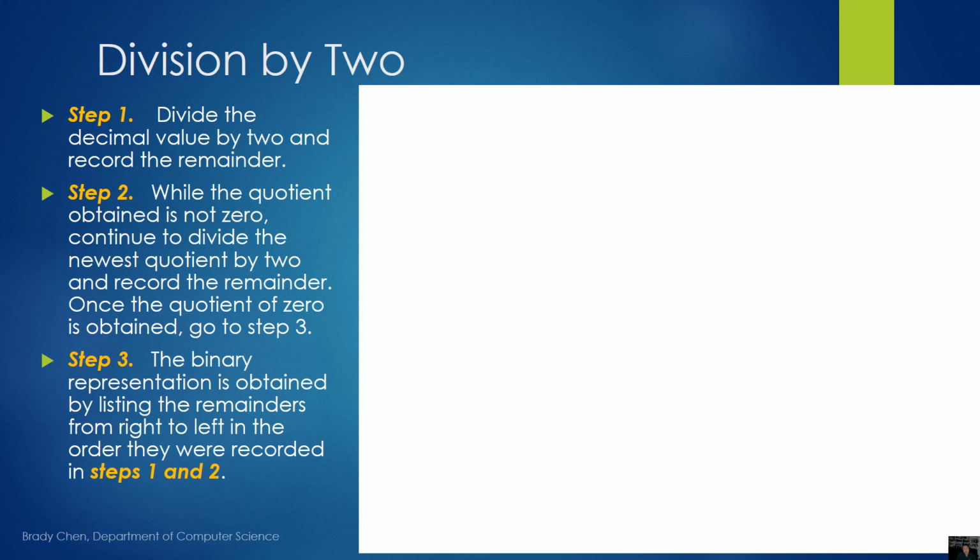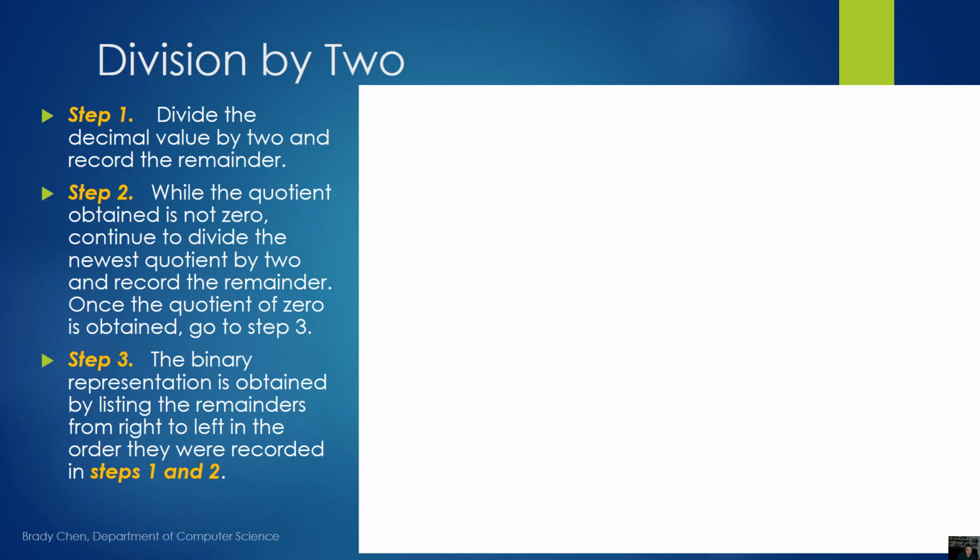So with the comparison with powers of 2, we can always convert a decimal value into the binary representation. That's not a problem. However, if the decimal number is very big, then it's not easy to use the comparison with powers of 2, because we have to find the largest power of 2 which is smaller than the number. So this is not easy. Here we're going to introduce another approach. It's called division by 2.